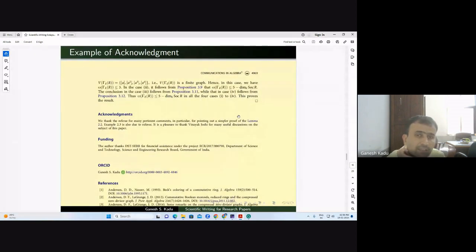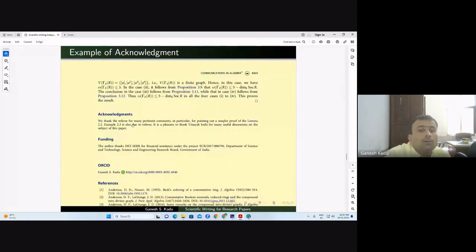So for instance, in one of my papers, I was working on a project funded by DST SERP, Science and Engineering Board. And so you can see that this funding part has been mentioned here. The author thanks DST SERP for financial assistance under the project. This project number is mentioned, Department of Science and Technology, SERP, right? So funding part has to be very clearly mentioned, because then at the end of the project, they ask me to send a screenshot or the particular page where I have acknowledged them. They ask me to do this.